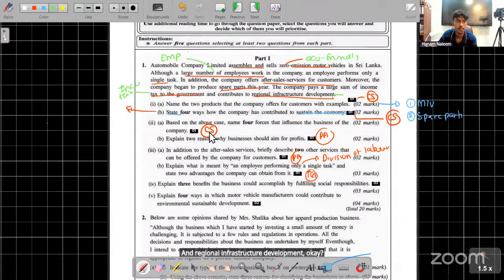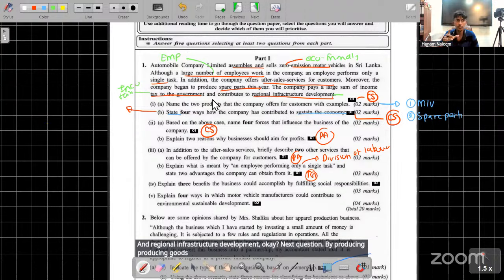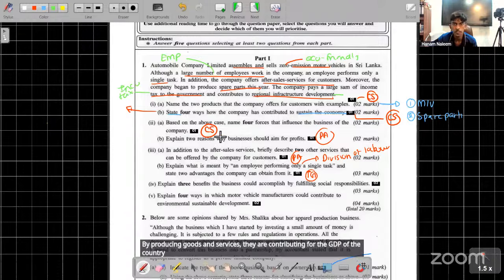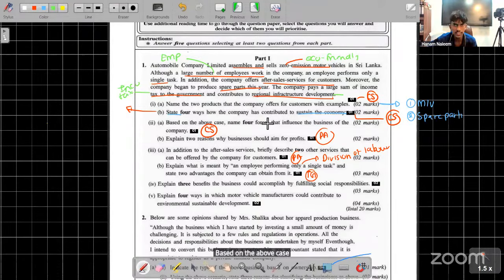Next question. Producing goods, yeah. By producing goods, you can connect that. By producing goods, they are contributing to what? By producing goods and services, they are contributing to the GDP of the country. Good, good.